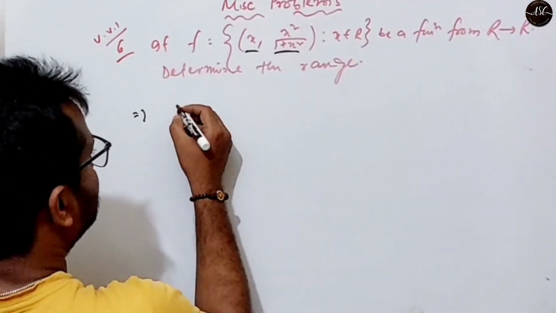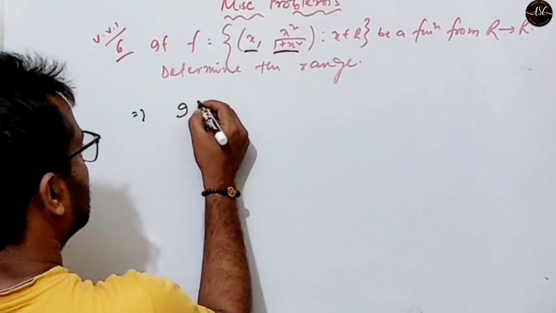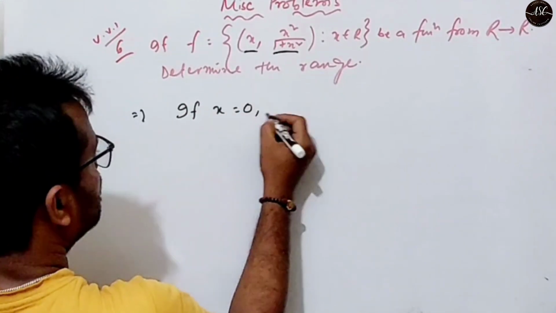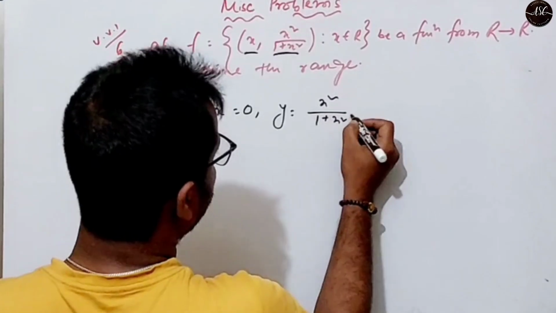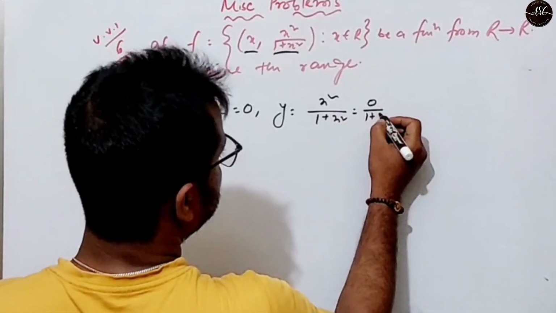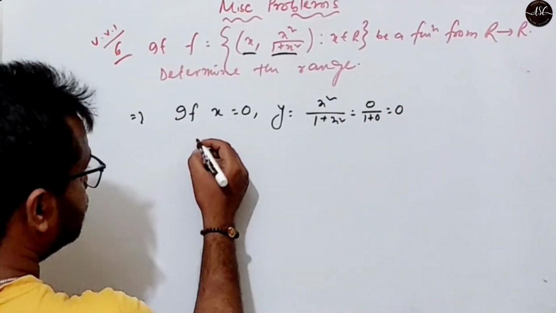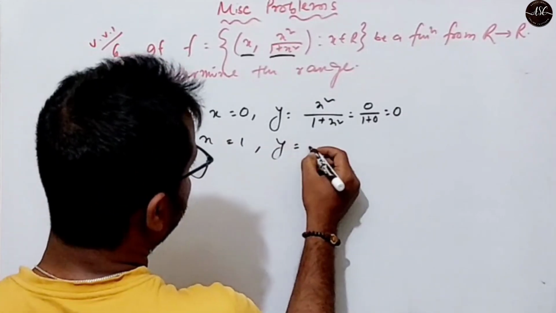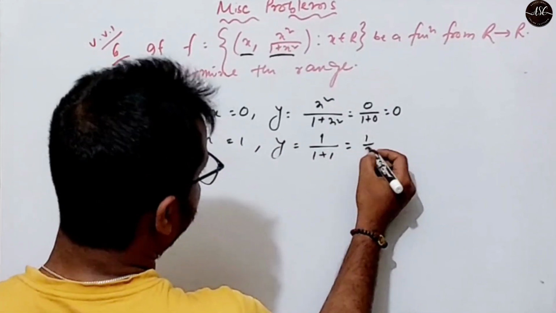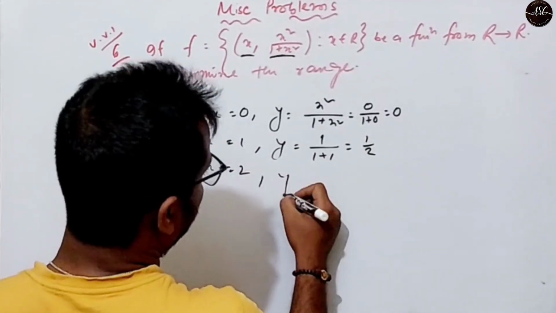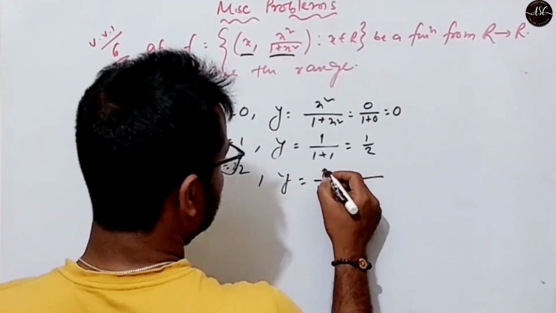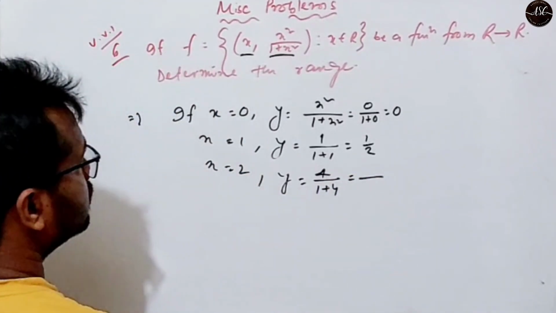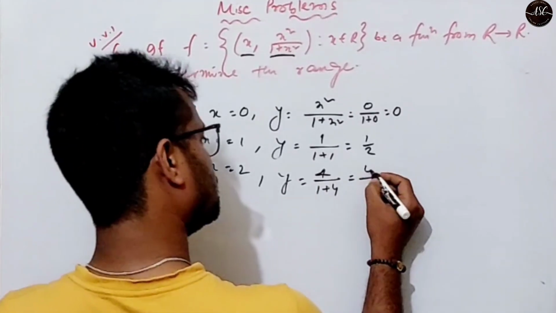Now put the values. If x equal to 0, then y equals x square by 1 plus x square, that means 0 by 1 plus 0, that means 0. If x equal to 1, y equals 1 by 1 plus 1, that means half. If x equal to 2, y equals 4 by 1 plus 4, that means 4 by 5.